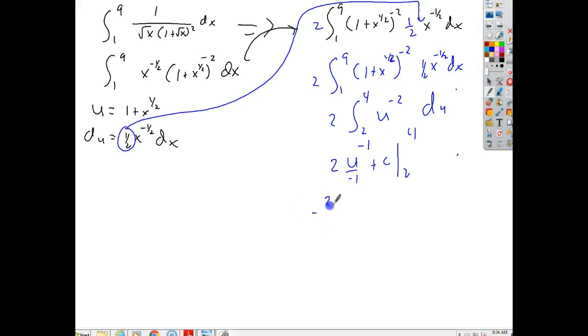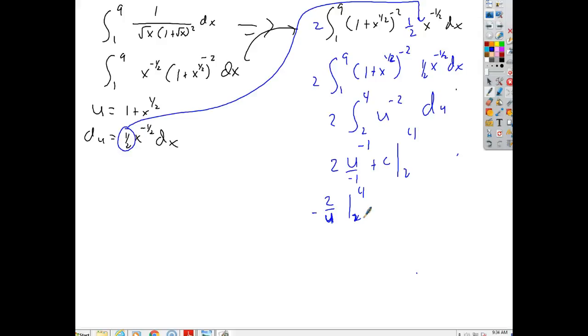So this is -2 over u from 2 to 4. Holding on. That's u to the negative power, right? So the negative goes out in front. That's where that negative came from. And u to the -1 is 1 over u. Put it back where it comes from.